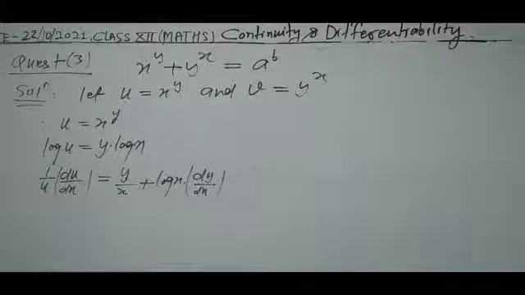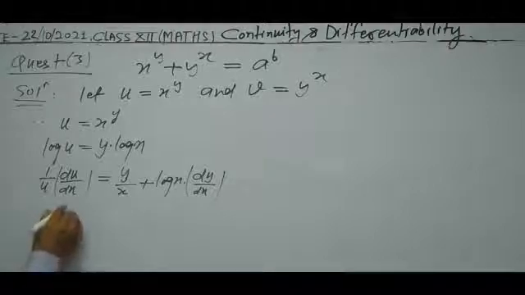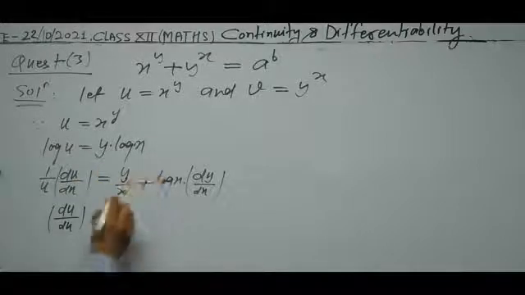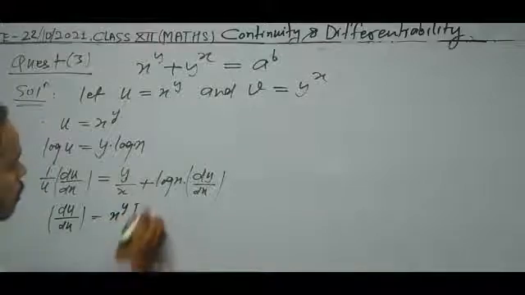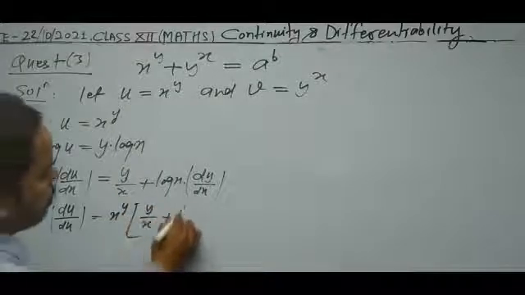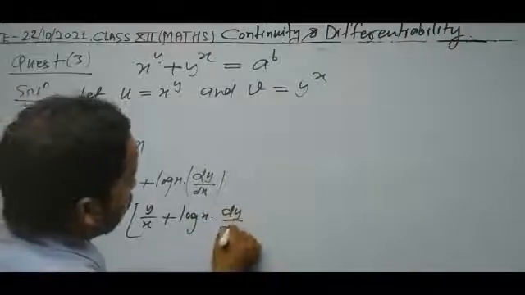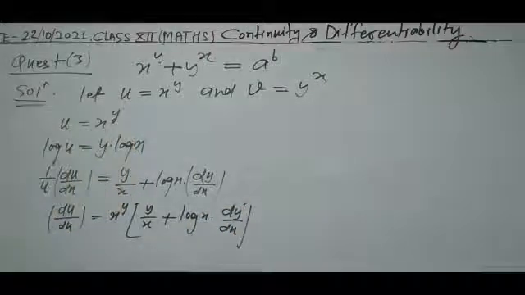Now from this expression we can find out du by dx is equal to u, that is multiplied, means the u value is x to the power y, in bracket y by x plus log of x with dy by dx. Consider equation 1.